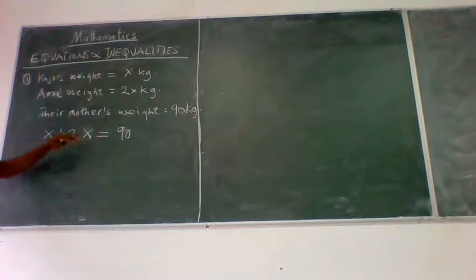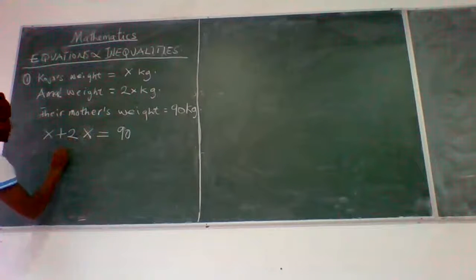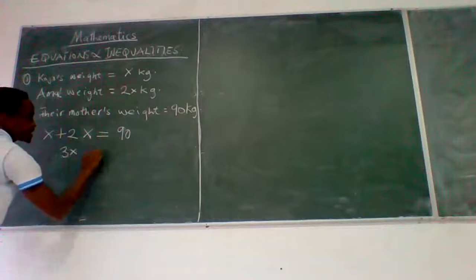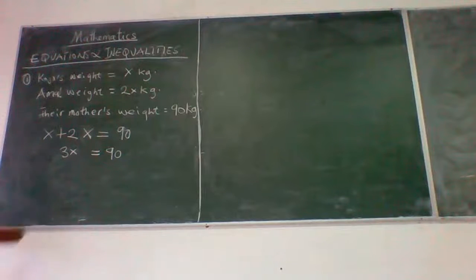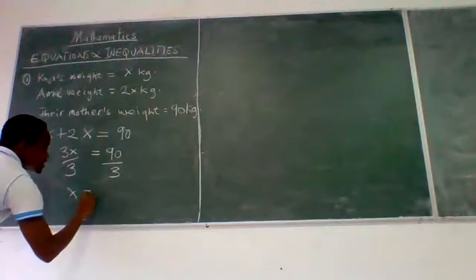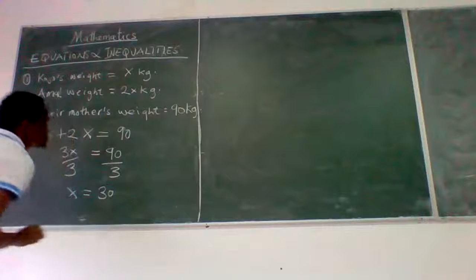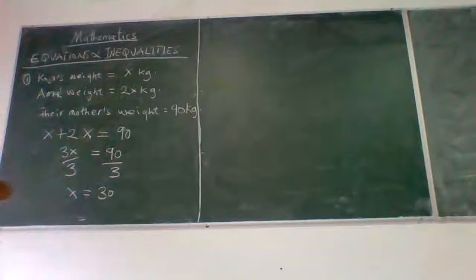When you write this, we have what we call an equation. This quantity should be the same as this. There is a common term x, so 1x plus 2x gives us 3x. So 3x equals 90. To find x, divide through by 3, so x is 30 kg. That is the weight of Kwedo.